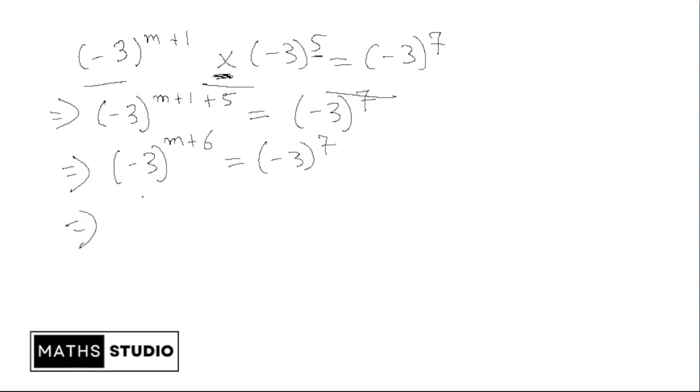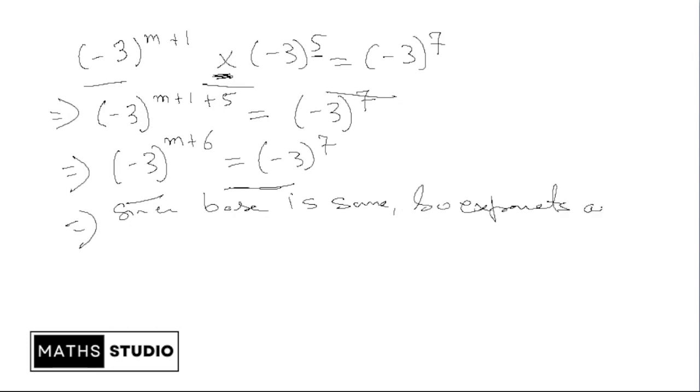This implies now the bases are same, so the exponents can be equated. So we have to mention that since base is same, exponents are equated. So m plus 6 is equal to 7. As for basic linear equation, what do we get? M equal to 7 minus 6, which is equal to 1. So the value of m is 1 in this particular case.